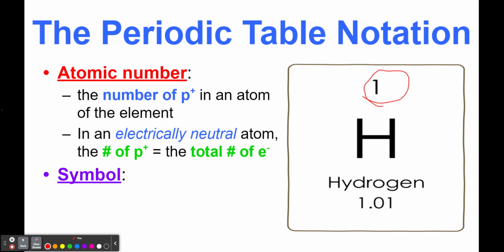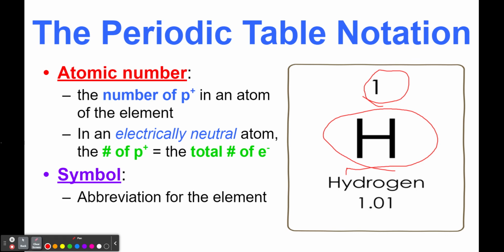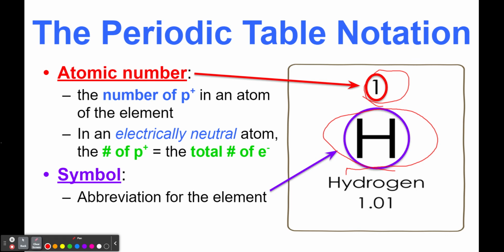Then you have the symbol. Here's your symbol. For hydrogen, it's just an H. The symbol's either going to be one or two letters. If it's one letter, it will be one capital letter. If it's two letters, it's going to be a capital and a lowercase. For hydrogen, it's just one letter, H. So there's your atomic number, there's your symbol.